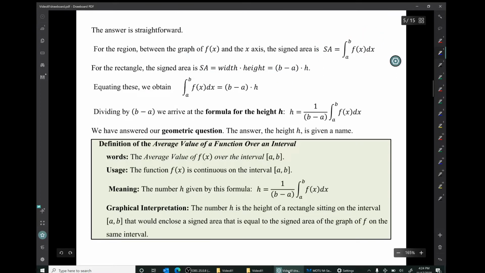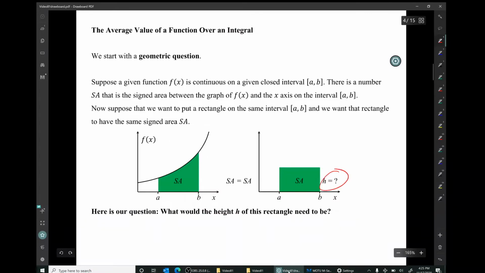So we want those two things to be equal, the signed area under that graph to be equal to the area of that rectangle, so we just have this equation. Now we can divide both sides of this equation by the quantity b minus a, and we arrive at this formula for the height. The height is given by this expression, the definite integral divided by the quantity b minus a. So we have answered our geometric question. Remember that geometric question was, how high would this rectangle have to be?